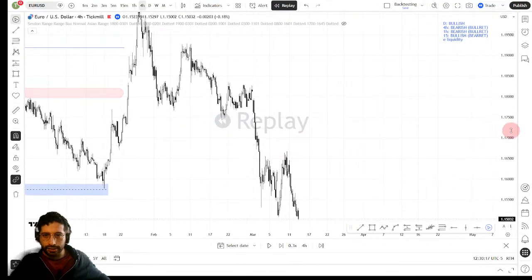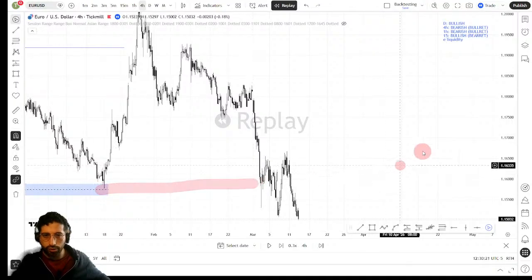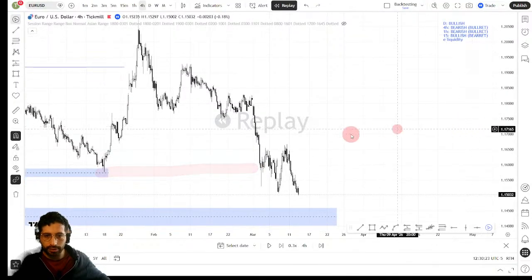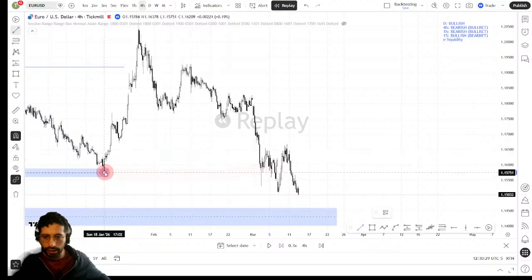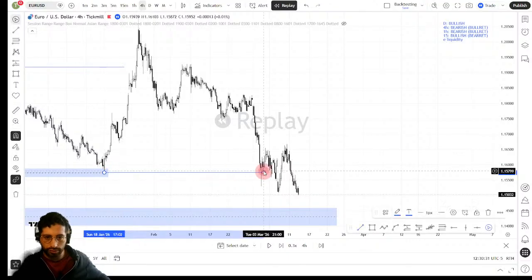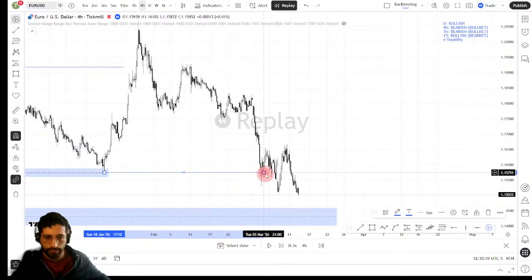Since this happened, now this has become our strong low, or the low will be likely respected by the price. But since the price did not respect it and break it with a body of the candle, now this becomes liquidity, and now this is our boss, break of a structure. Okay, perfect. Boss, nice.